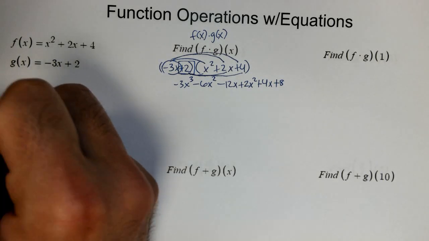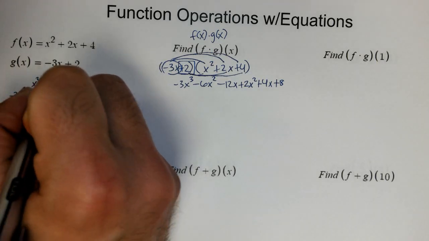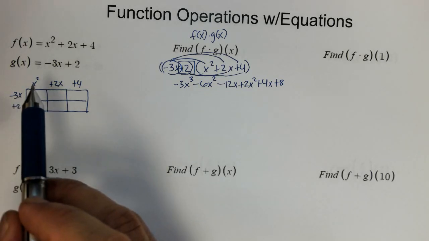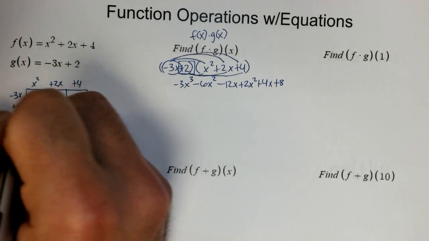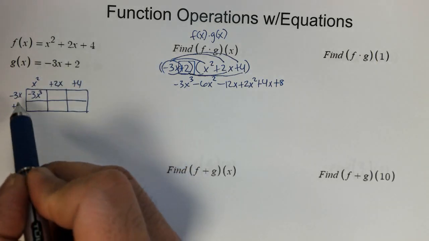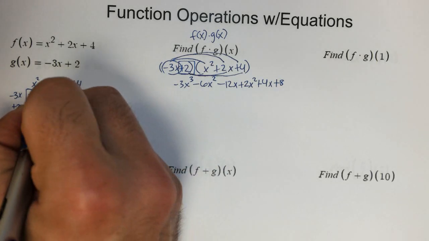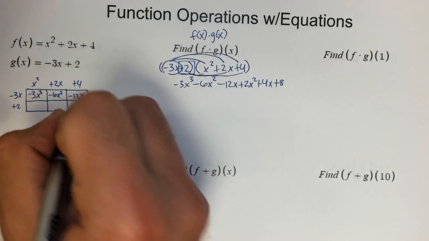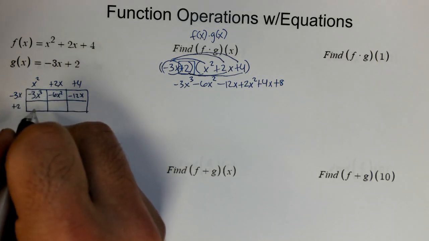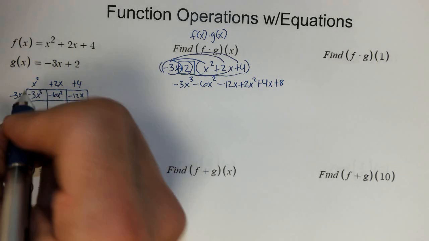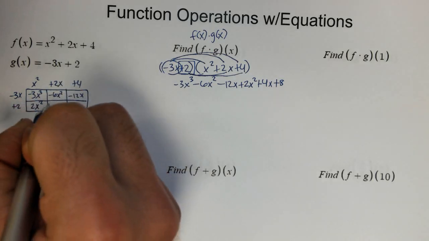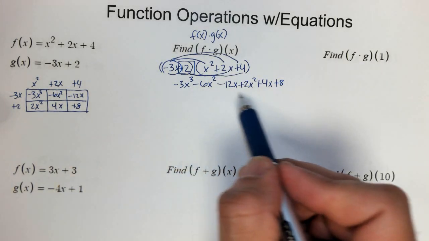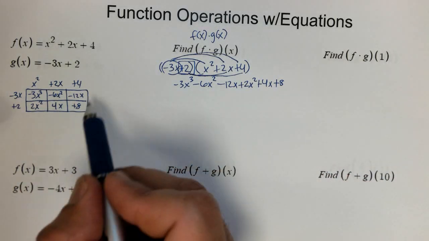If I were to do box method, I would get the same thing, right? I would put my negative 3x, positive 2, x squared, positive 2x, positive 4. And when you multiply everything, right, negative 3x times x squared is negative 3x cubed. You multiply these two terms, negative 3x times 2x, you get negative 6x squared. Negative 3x times 4 is negative 12x. 2 times x squared is 2x squared. 2 times 2 is 4x, and 2 times 4 is positive 8. I get the same values that I got here. They're all in the same thing, right?